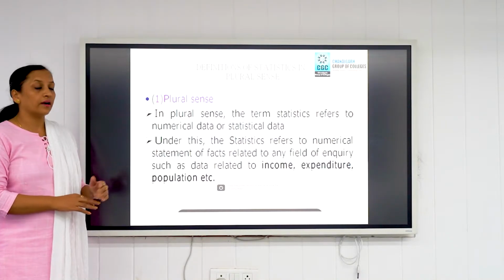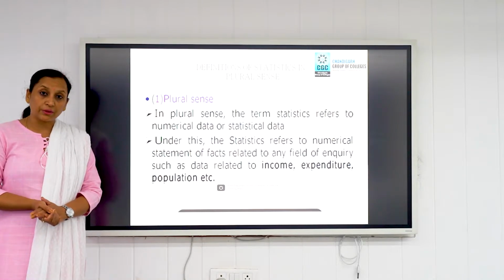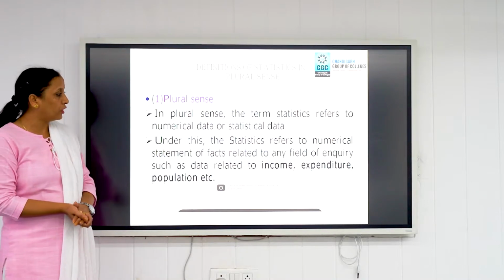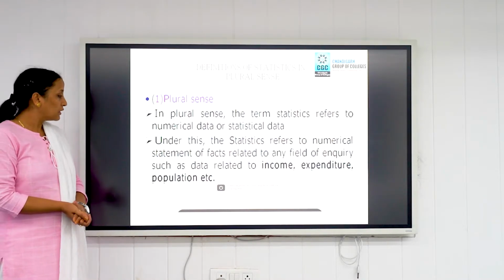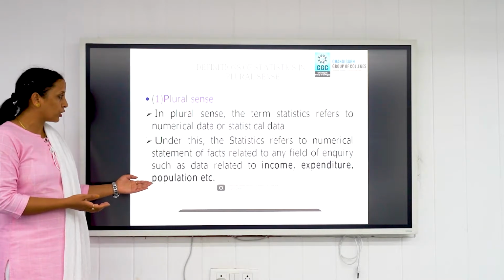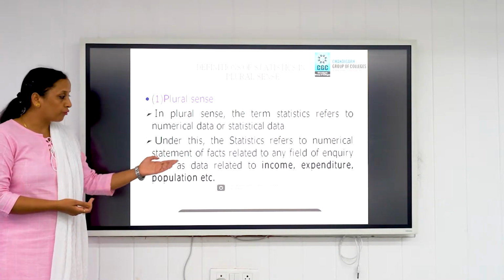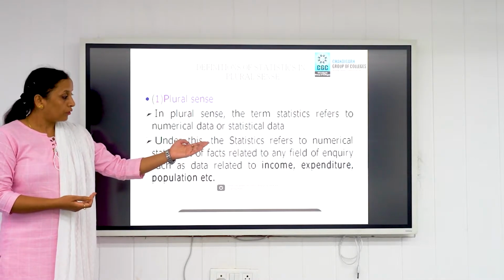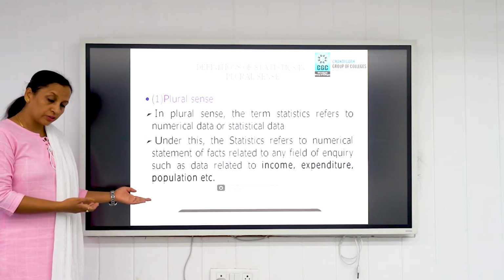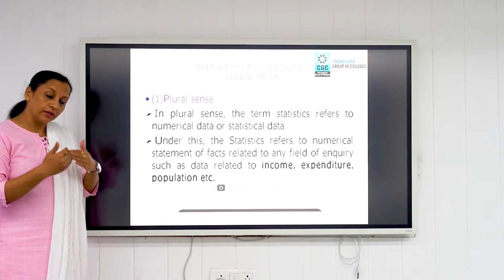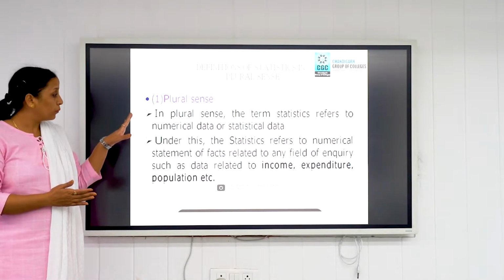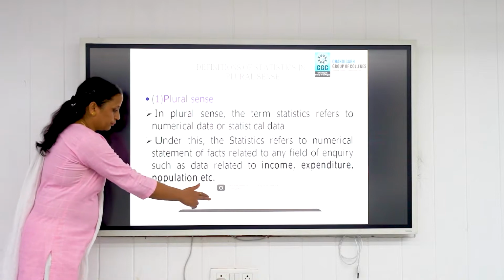Under this, statistics refers to numerical statements of facts related to any field of inquiry, such as data related to income, expenditure, population. While we collect the data of the income of employees, the expenditure of households, the population of a country, we can collect it in numbers only. So this is called the plural sense.